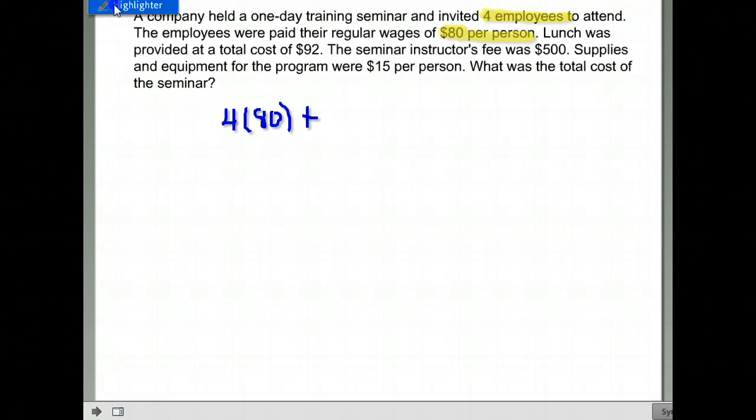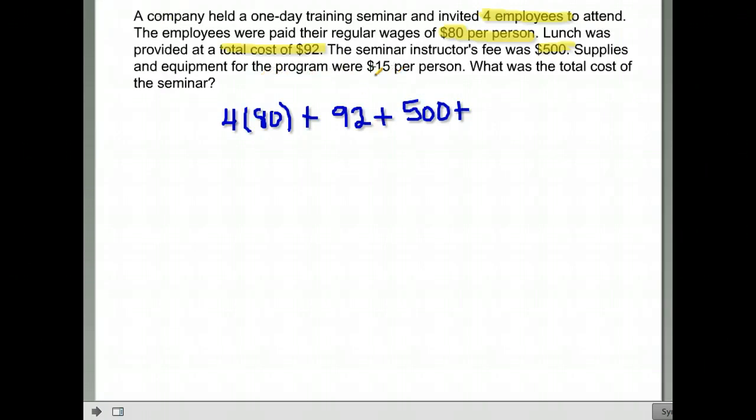Okay, let's continue on. Lunch was provided at a total cost of $92. So we don't have to do those separately. They already totaled that, so we just add another $92. They didn't say per employee. That's for everyone. The seminar's instruction fee was $500. Again, that is a total. That's not per employee, so we can just add the $500 as we're totaling these up.